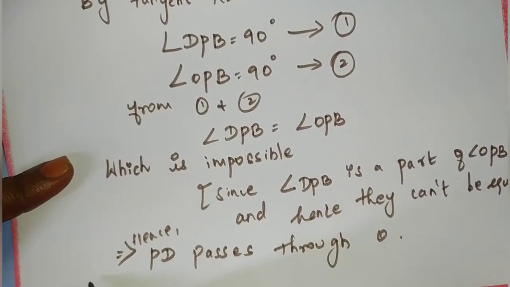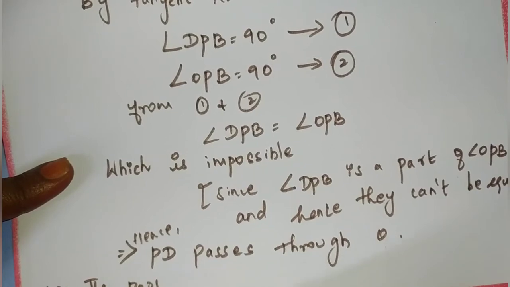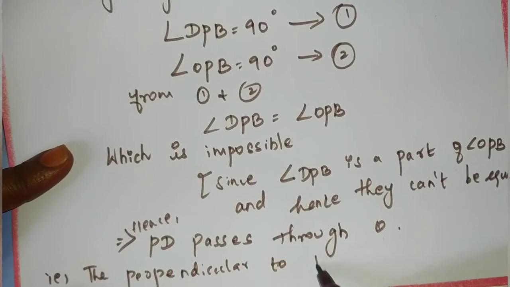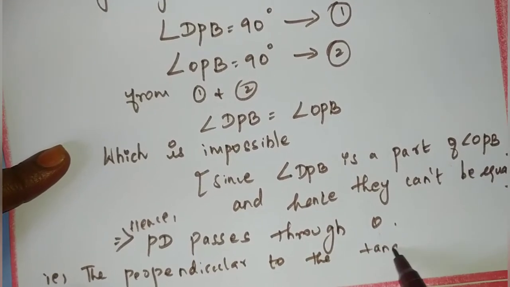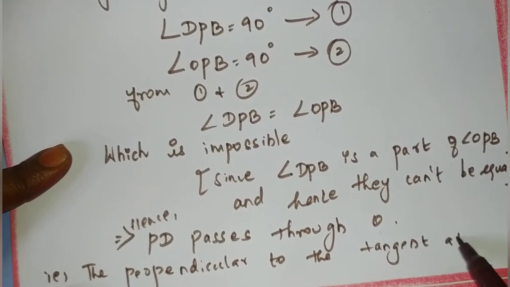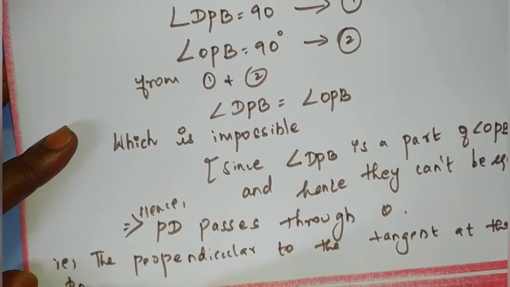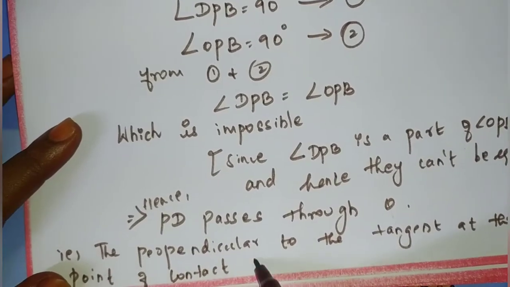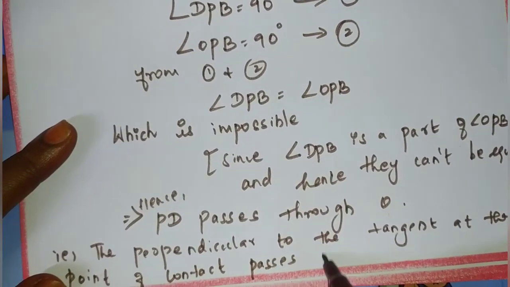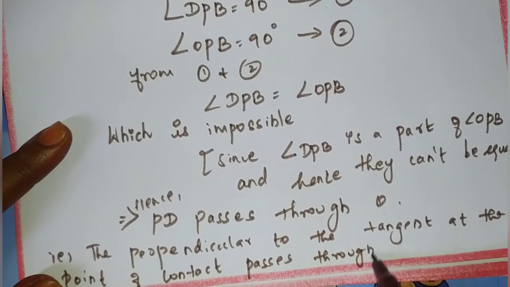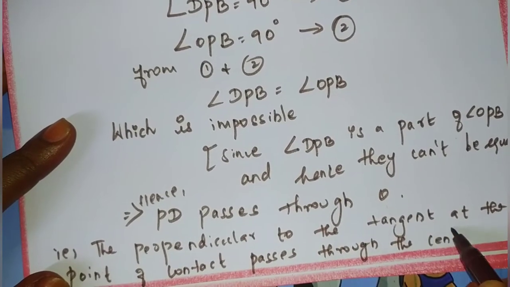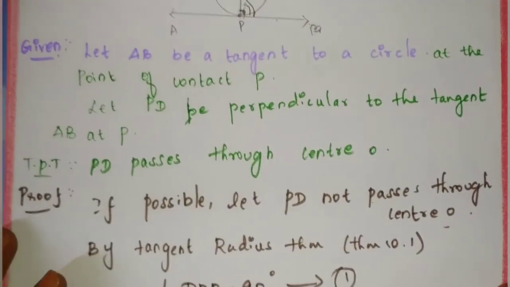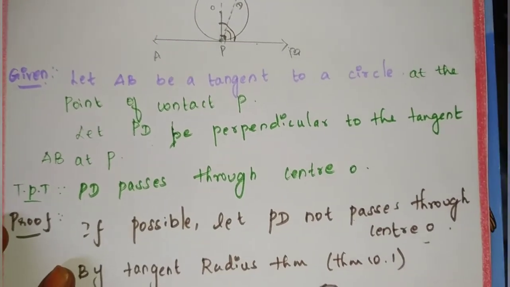That is, the perpendicular to the tangent at the point of contact passes through the center only. Are you all clear, children? This is a simple problem only, but you have to understand.